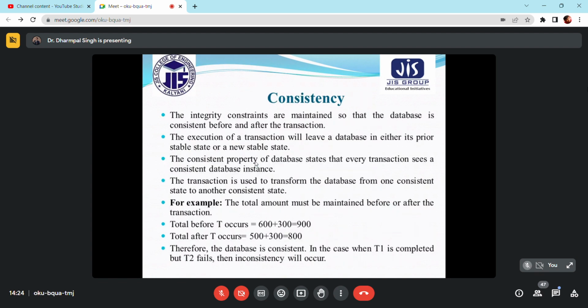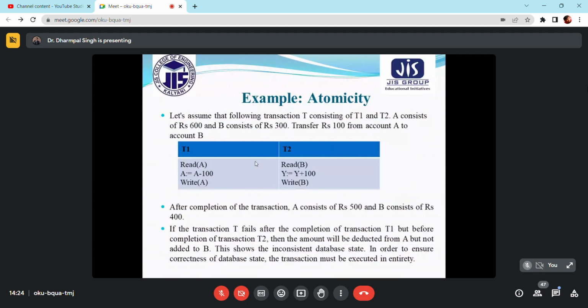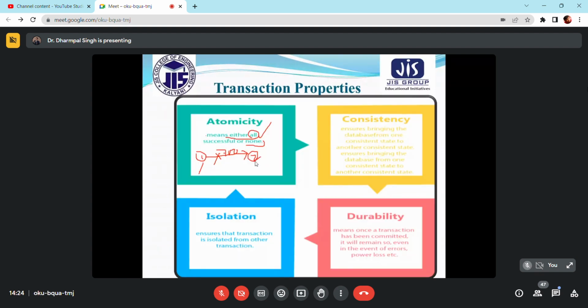Now you can see the consistency. If you remember this definition, what is it saying? Ensuring bringing the database from one consistent state to another consistent state. It is saying that if your database at the beginning is in a consistent state, after the execution it must be in a consistent state.